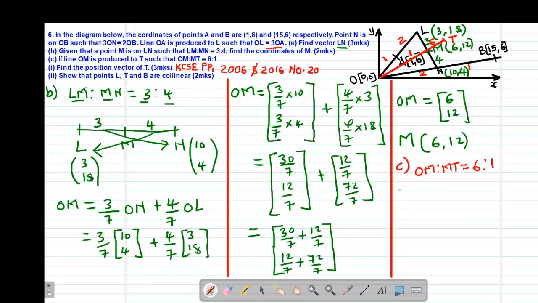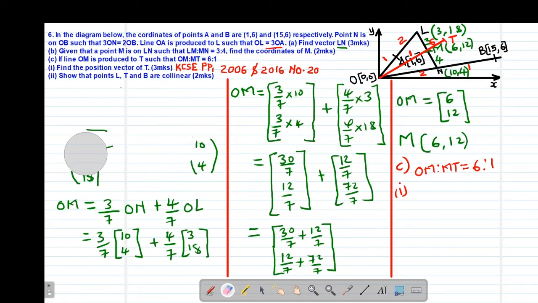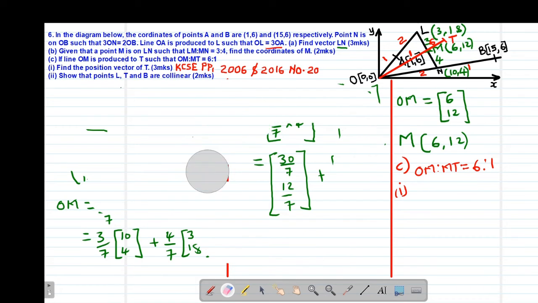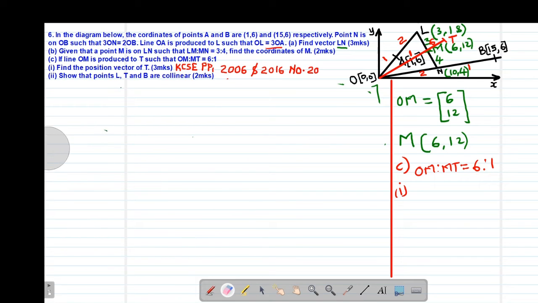So I'm told in C Roman 1 to find the position vector of T. Again, I'm simply going to apply what we call the ratio theorem. So I'm going to use the ratio theorem such that we are going to have the following. So if I apply the ratio theorem, I need to sketch the line that we are using. So I'm going to consider line OMT. So if I consider the line OMT, so this is O. Of course, O has the coordinate of 0, 0. Then of course we have M here.